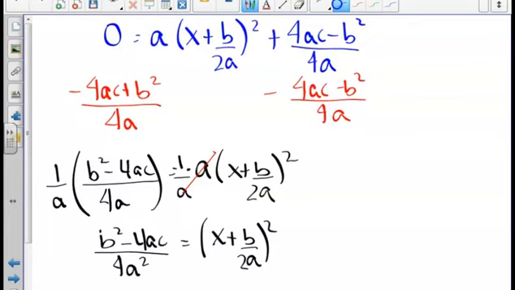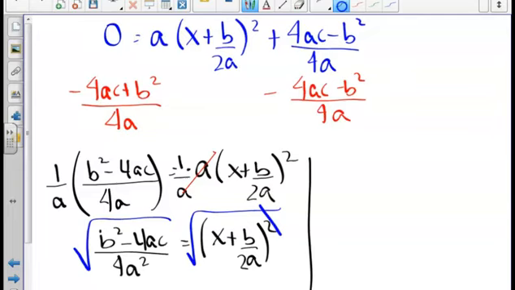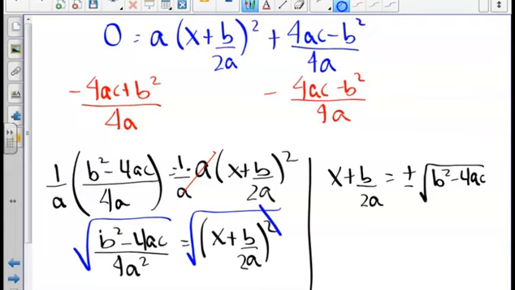squared. Now again, like we did in the previous example, to get rid of a square, we would have to square root both sides. That would cancel out our square. So over here we would have x plus b divided by 2a is equal to plus or minus the square root of b squared minus 4ac divided by, now I'm going to take the square root of 4. Square root of 4 is 2, and the square root of a squared is a.